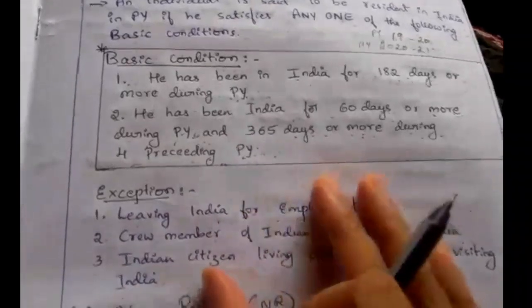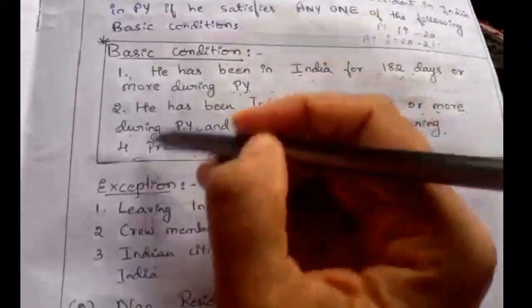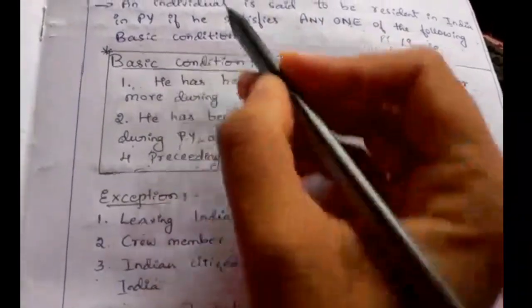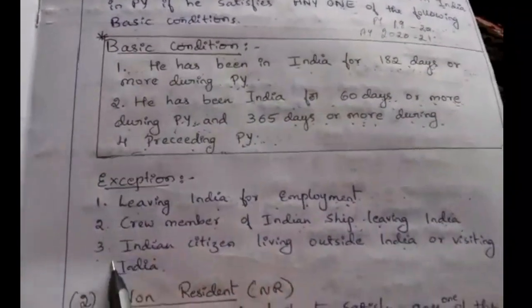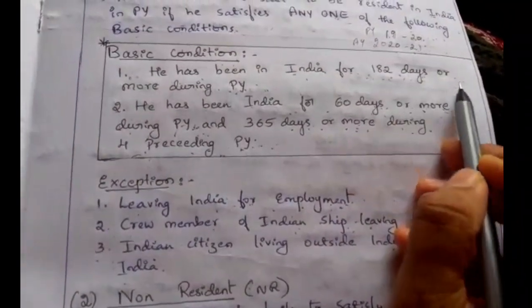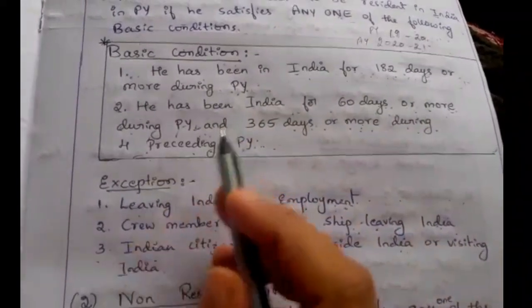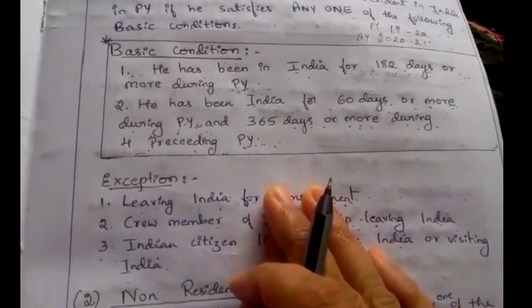So this is about resident. If a person satisfies any one of the basic conditions, then they are treated as a resident. For these exceptional cases, they should have stayed for 182 days or more during the previous year, then they are treated as a resident.